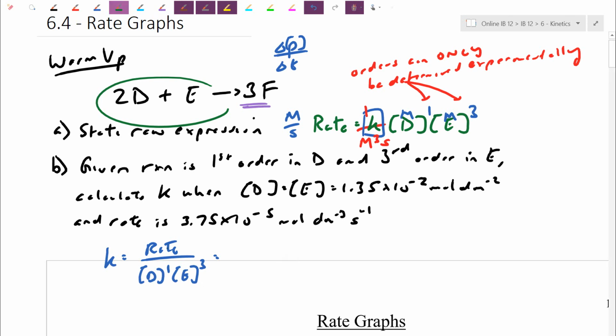People always get confused. What do you mean, rate? Rate is the speed at this point. So the rate is 3.75 times 10 to the negative 5. It's a funny set of units there. We already worked out the units earlier.